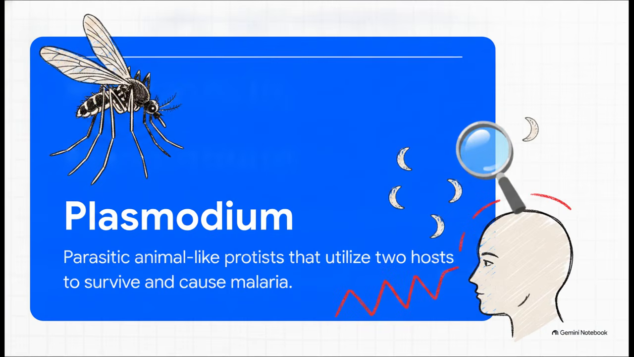Let's look at a real-world example of an animal-like protozoan. And honestly, it's a notorious one. Meet Plasmodium.